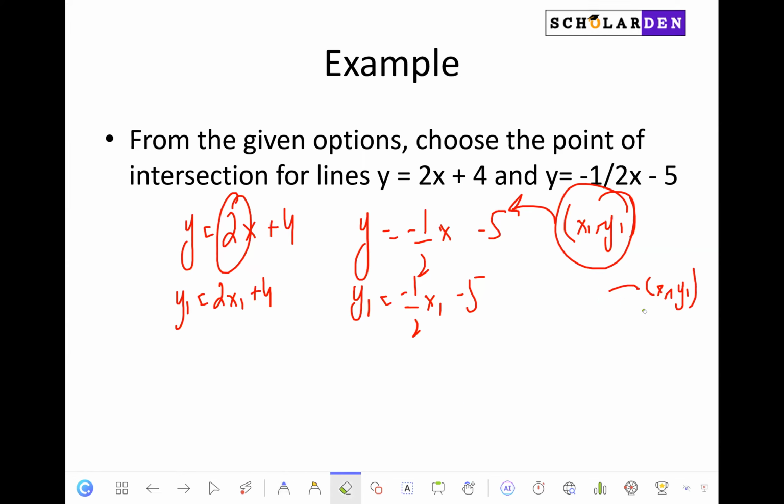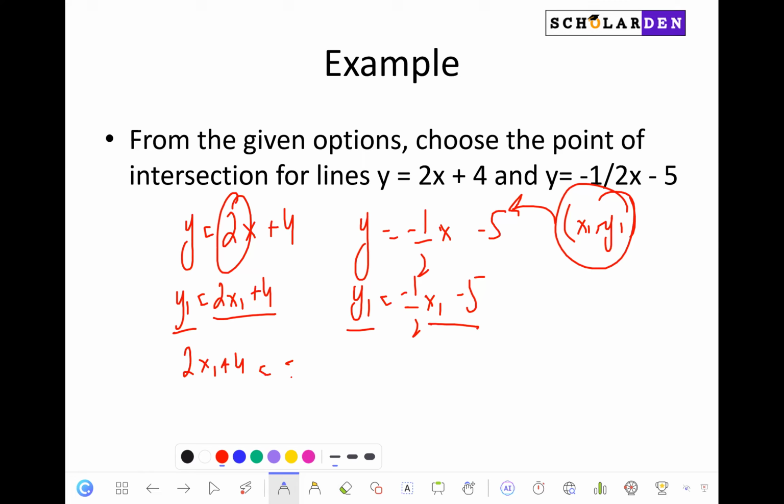Okay, so what we can do now is equate. So this is equal to y1, this is equal to y1. y1 is already isolated on one side, so we can equate these two. So 2x1 plus 4 is equal to minus 2x1 minus 5, okay? And if we solve for x1, we are going to get something. Let's say x1 is equal to a, all right? And in this particular case, this a is minus 3.6, all right?